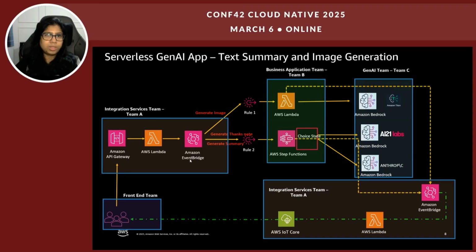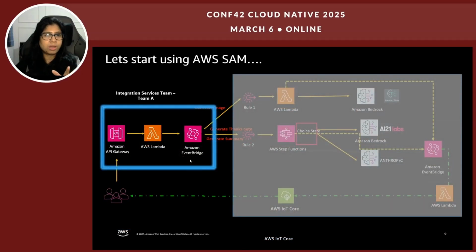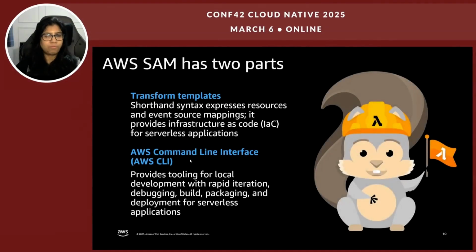So now let's look at how to use SAM. We will start in a very simple way, focusing just on this integration services team A, and look at these three parts alone. That is receiving the events from the front end through API gateway and Lambda, and then publishing them into EventBridge. And how do we use SAM for that?